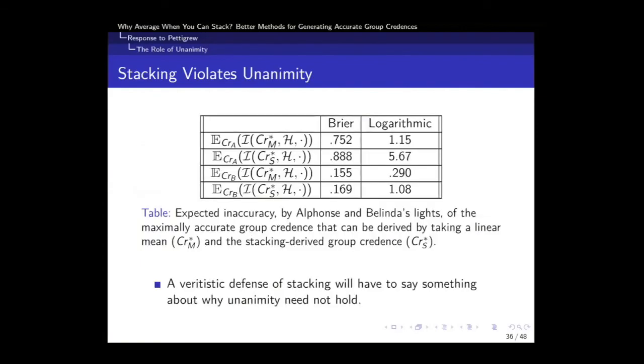And indeed, the stacking-based credences that I derived in the previous section violate unanimity, right? So looking at this table, we can see that Alphonse thinks that there's a mean of his and Belinda's credences that has lower expected inaccuracy on both scores than the stacking-derived credence, right? And the same holds for Belinda, right? She too thinks that there's a mean of her and Alphonse's credence models that's going to do better than the stacking-based one, right? And so a veritistic defense of stacking, which is what I'm trying to provide here, is going to have to say something about why unanimity need not hold, right?